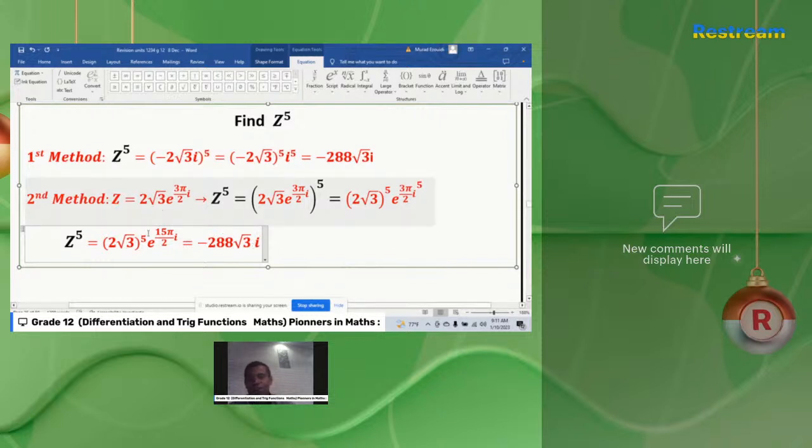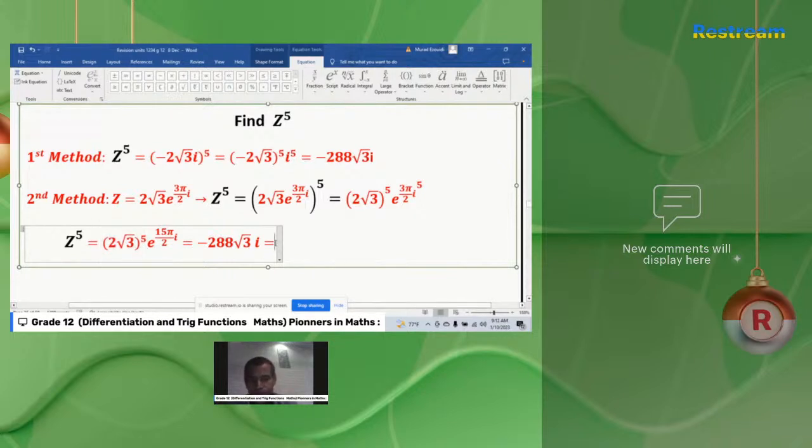And whatsoever the method, you can also use the third method. You will use cosine. You can use cosine of 15 pi over 2, which is in fact 0, plus 2 root of 3 to the power 5, sine of 15 pi over 2. Therefore sine of 15 pi divided by 2 is negative, therefore the negative sign will come.